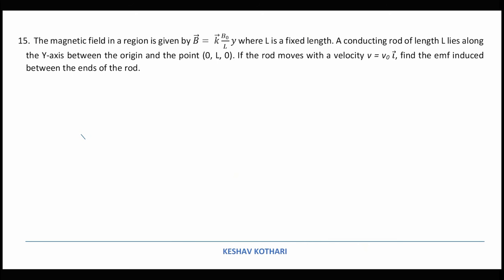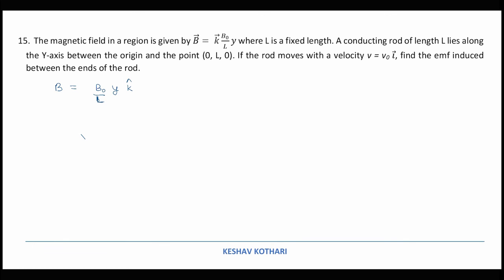In order to understand this problem, the first thing that we need to understand is that the variation of magnetic field is in the k cap direction and it is varying along the length. So the expression of magnetic field we have is written as B is equal to (B naught upon L) y k cap, and the rod is lying along the y axis direction between the origin and the point (0, L, 0).